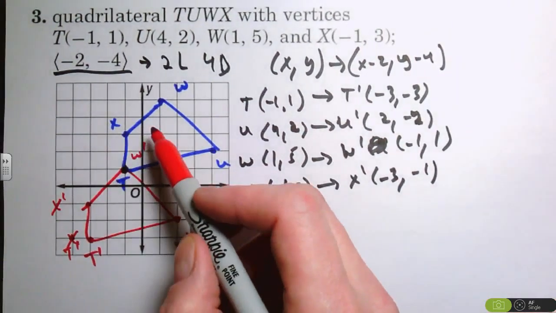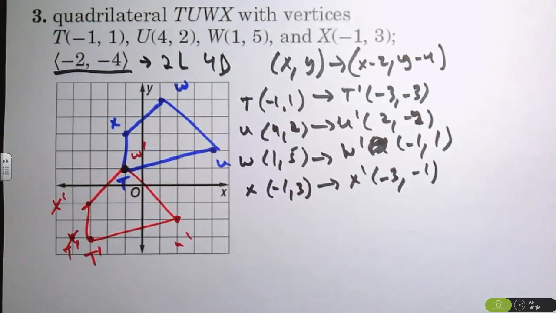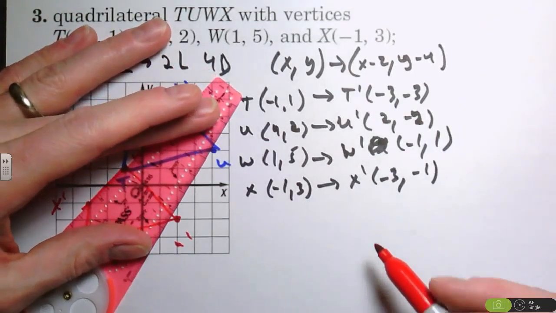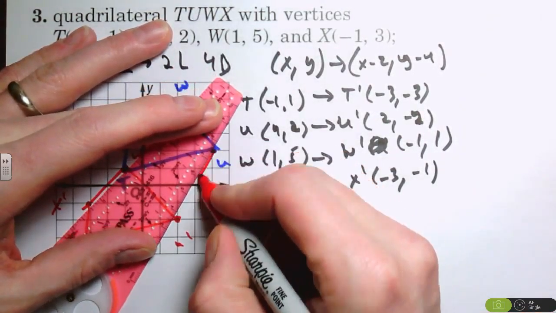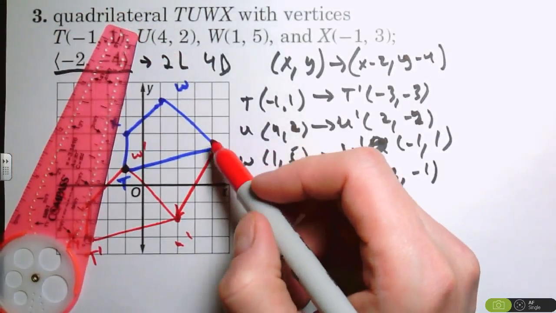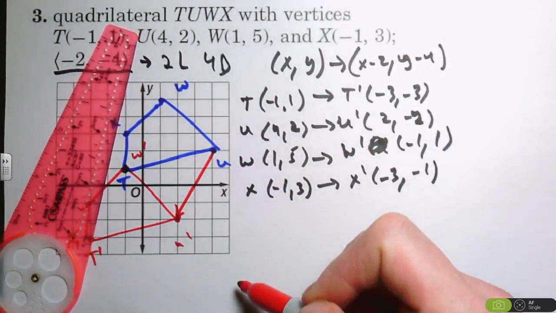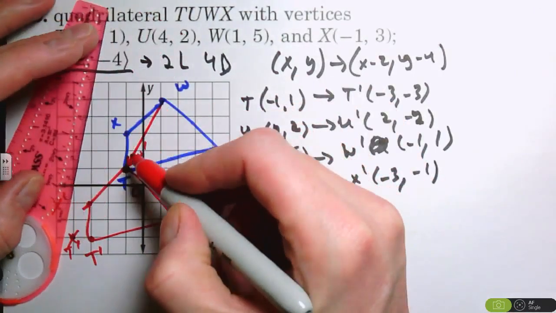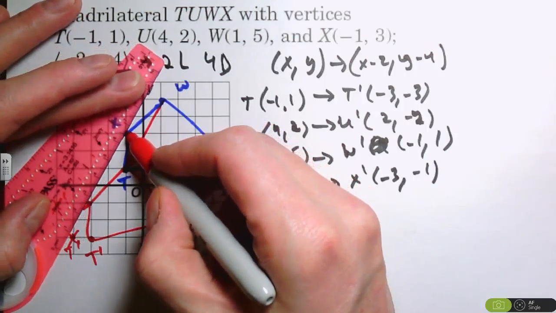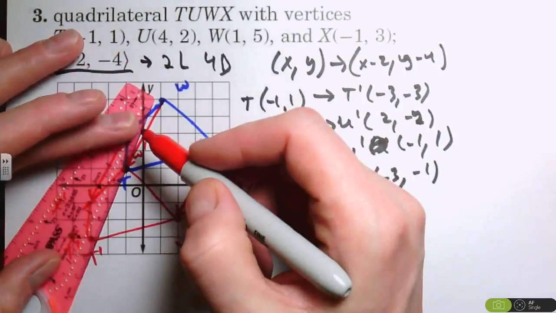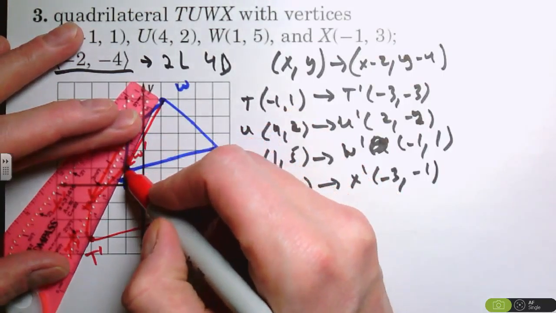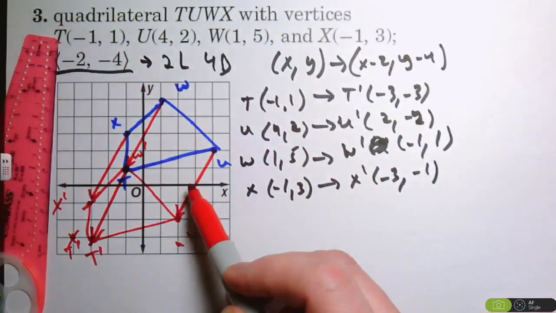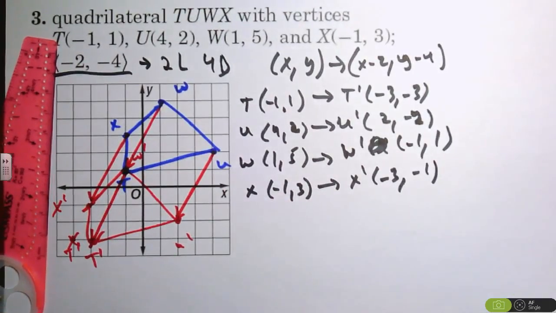And all that happens is I took this figure and again moved everything left 2, down 4. Or if I look at it from one point to the next, like for instance from U to U prime, I traveled along a vector that was left 2, down 4. And we do that for all of these ordered pairs. Again, all 4 of those left 2, down 4. Okay.